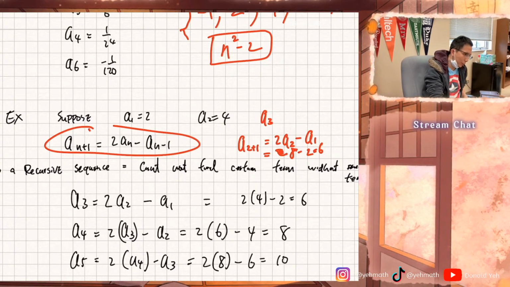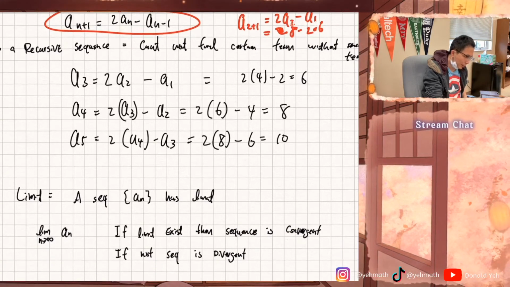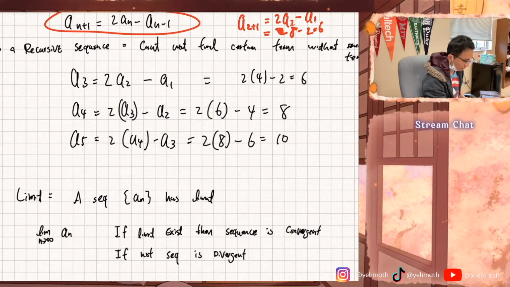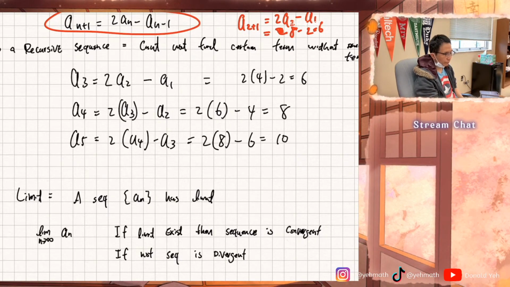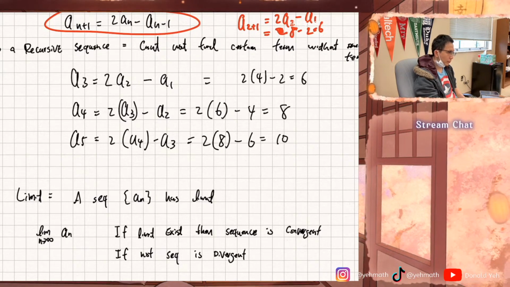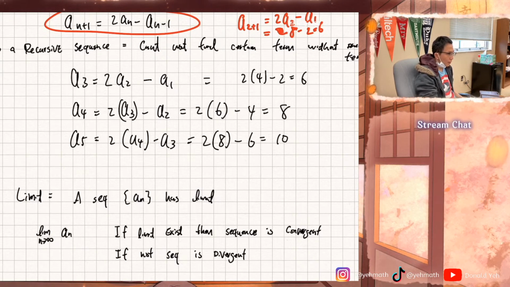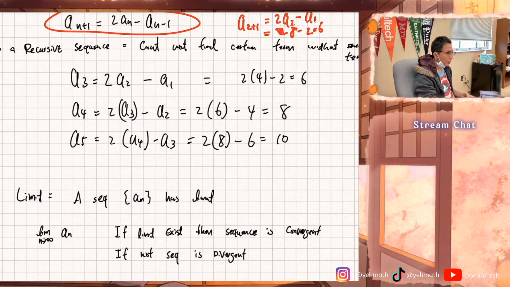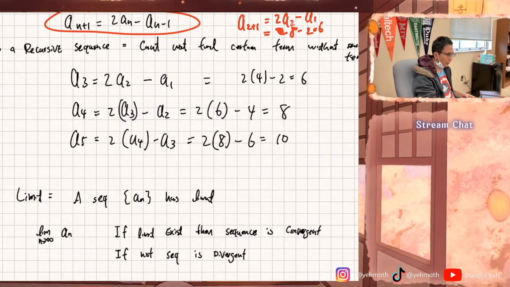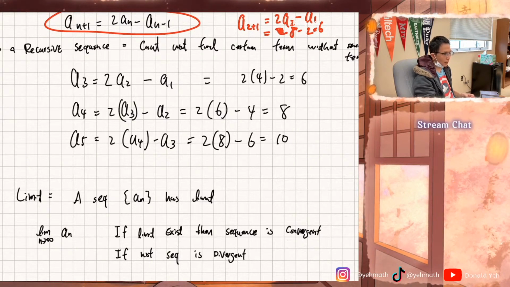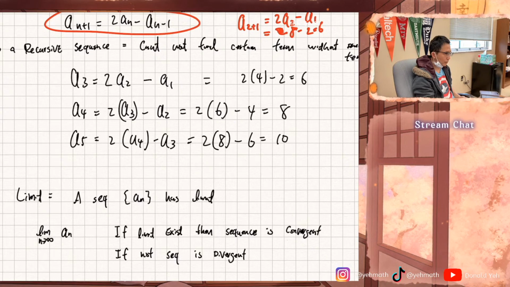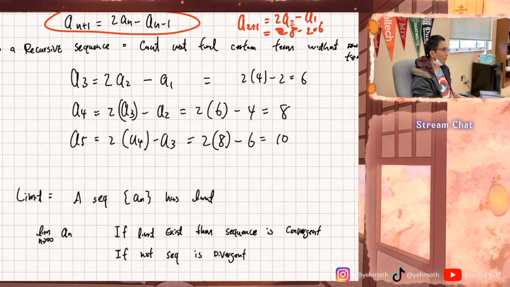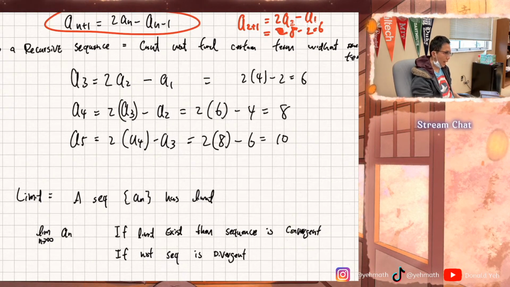So we're going to talk about a couple more things. We're going to talk about limits. The limit of a sequence a to the n: if the limit as n approaches infinity of a to the n exists, then the sequence is convergent. If not, the sequence is divergent. Wait, what's going to infinity? Is it a to the n? N goes to infinity.